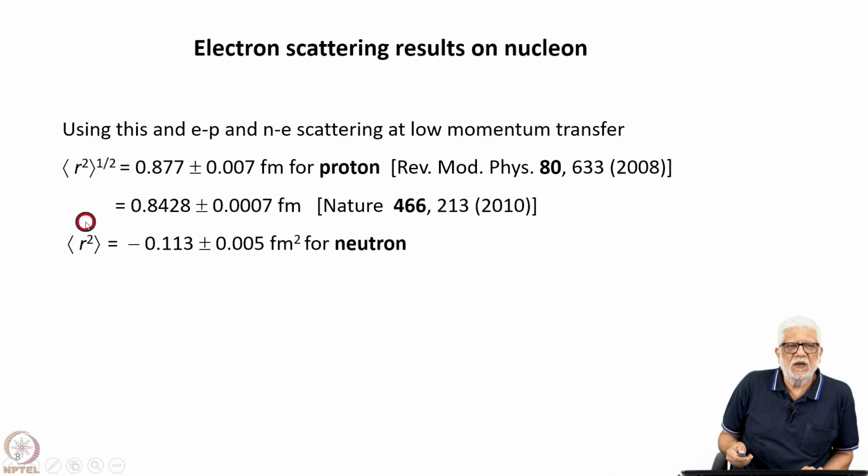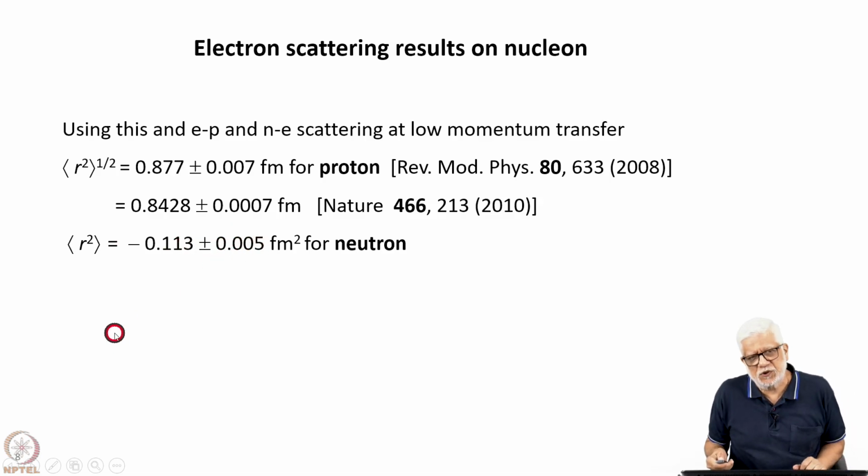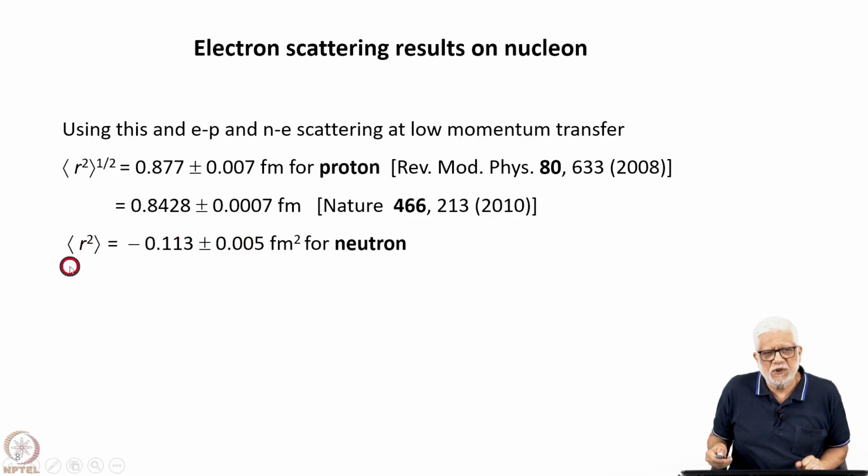Similarly, the root mean square charge radius for a neutron is minus 0.113 plus or minus 0.005. So, this is like a 5% accuracy result for a neutron. Notice that this mean square charge radius is not 0, it is negative. And in fact, we will probably look at it in a subsequent slide.